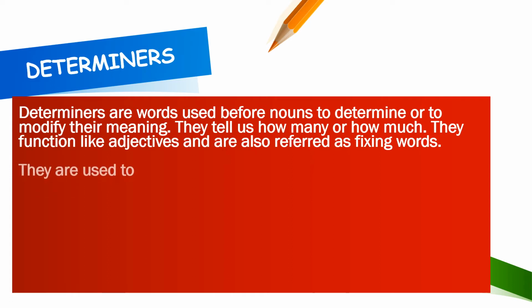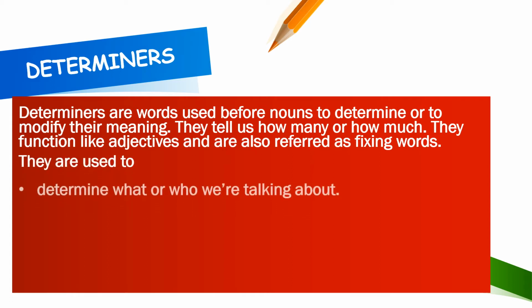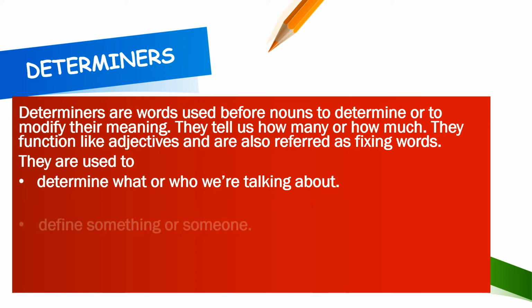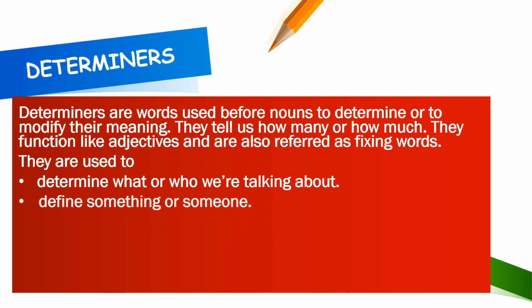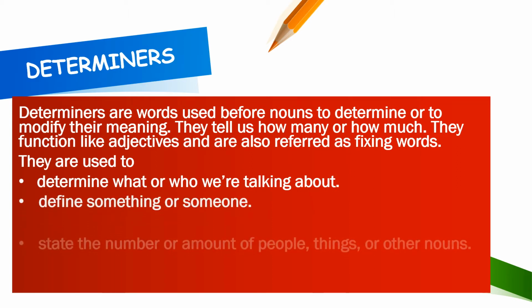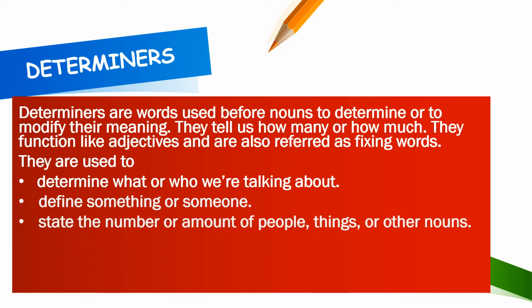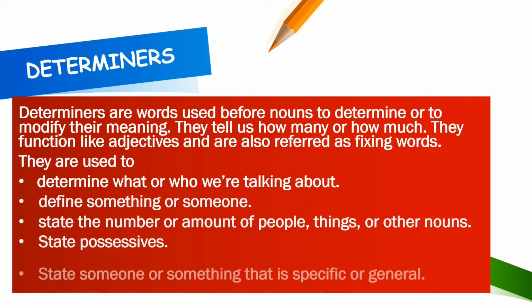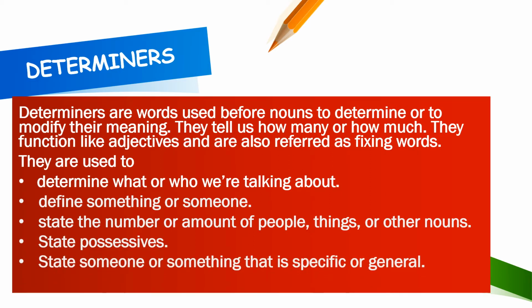Characteristics of determiners. They are used to determine what or who we are talking about, define something or someone, state the number or amount of people, things, or other nouns, state possessives, state someone or something that is specific or general, state the difference between nouns.